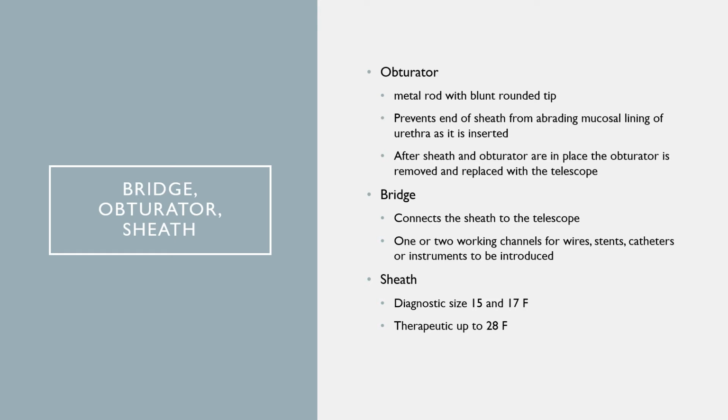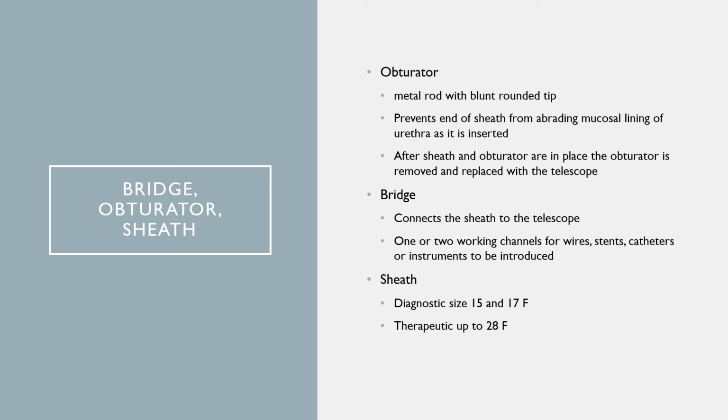All right, so an obturator was not in that previous picture. This is a metal rod with a blunt, rounded tip. This is going to prevent the end of the sheath from abrading the mucosal linings of the urethra as it is inserted. So that sheath is going to go in with the obturator in place. After those two are in place, the obturator is then removed and it's replaced with the telescope.